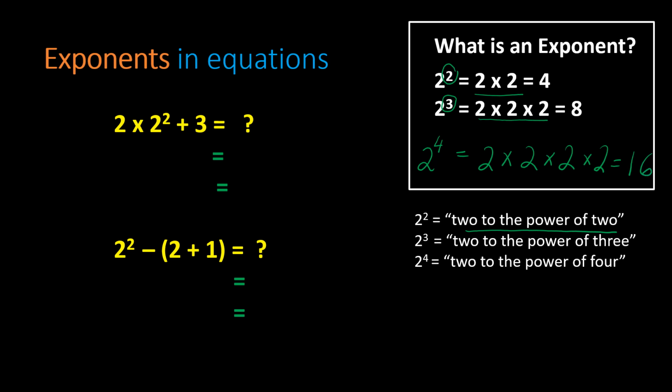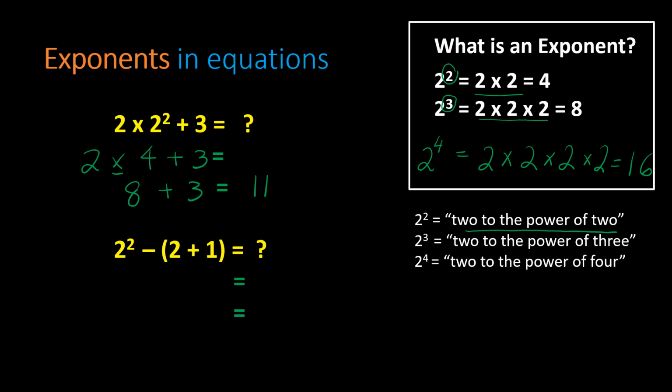Now let's take a look at the equations we have here. We have 2 times 2 to the power of 2 plus 3. Now we know we have to do the exponents first. So we have 2 times 2 to the power of 2, which is 4, plus 3. And then we also know that multiply comes before add. So 2 times 4 is 8 plus 3. 8 plus 3 is 11.